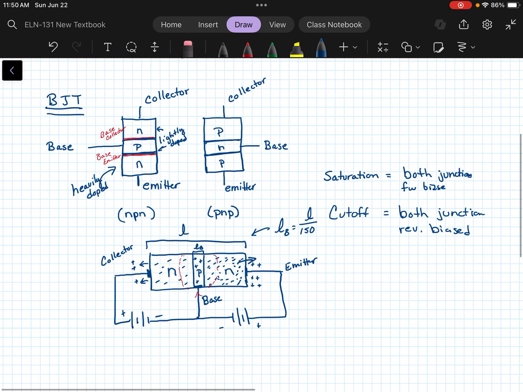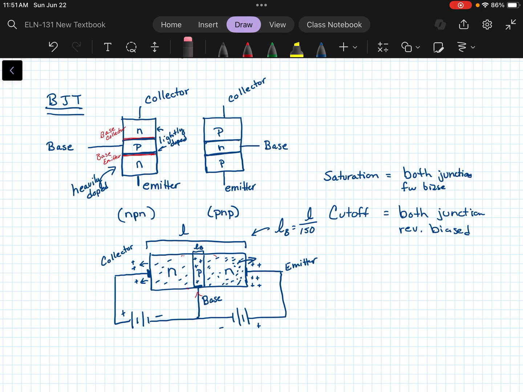And all of this works for the PNP as well. You would just change around the voltage supply, so that reverse bias just means that positive goes to the N-type material and negative goes to the P-type material.